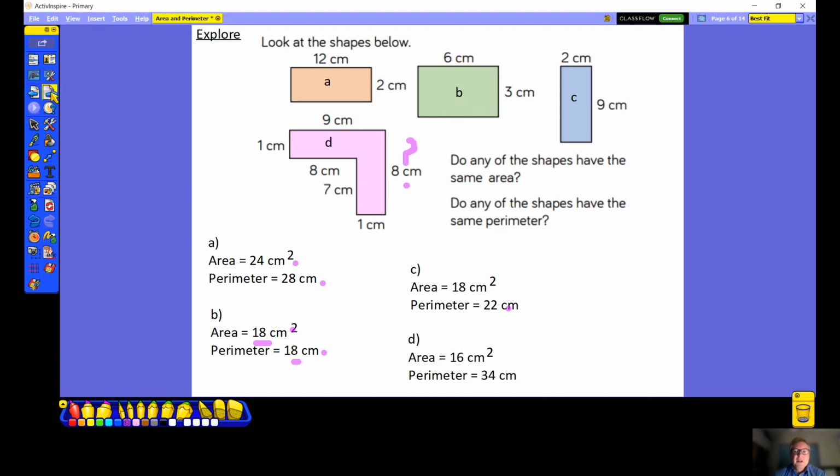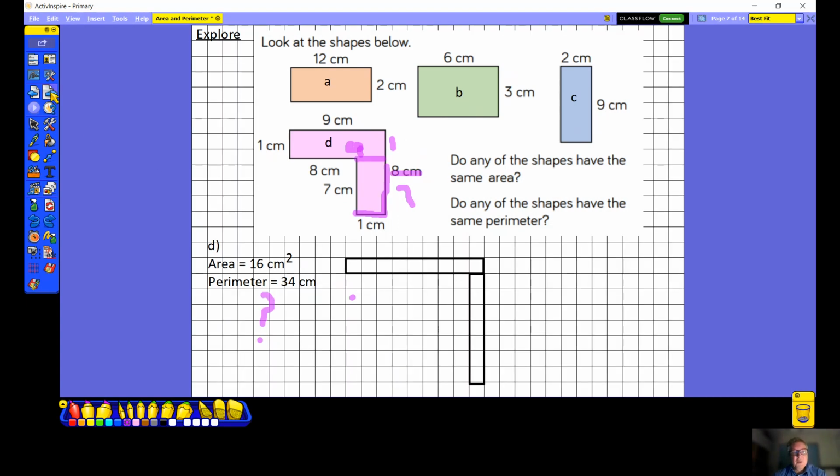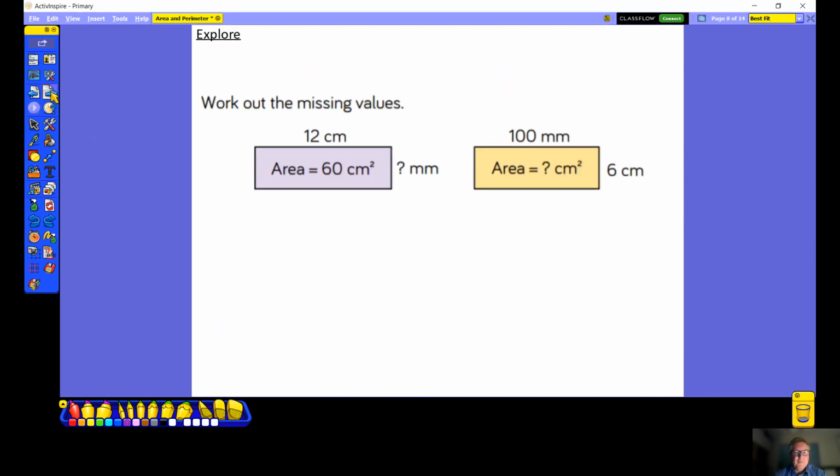How did you do? Pause the video and have a think. Look back through it. So explore these. Work out the missing values. Pause the video and see if you can work them out.